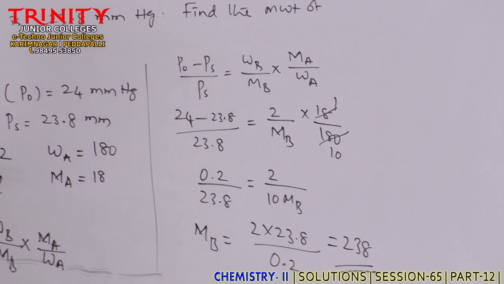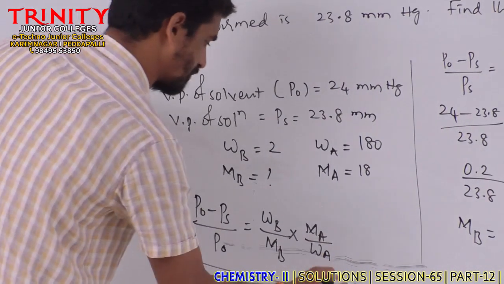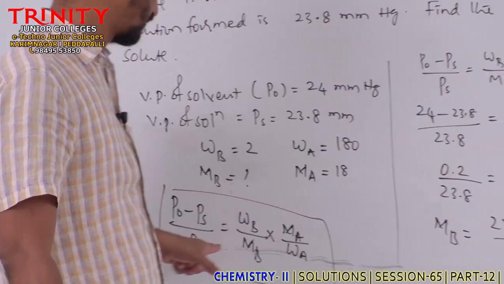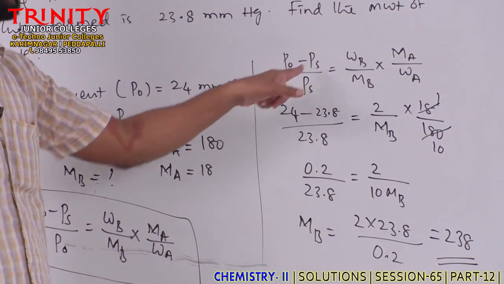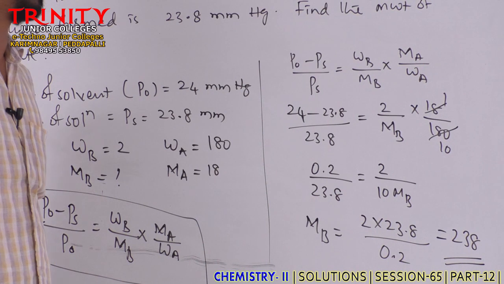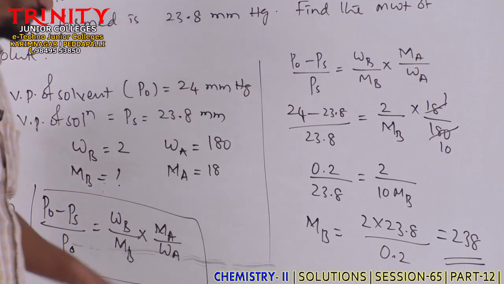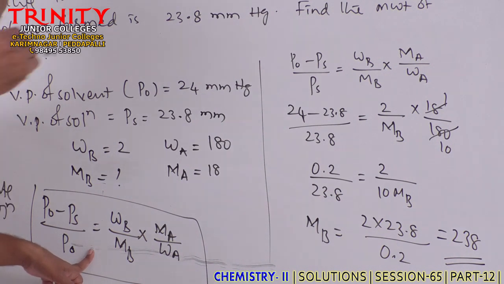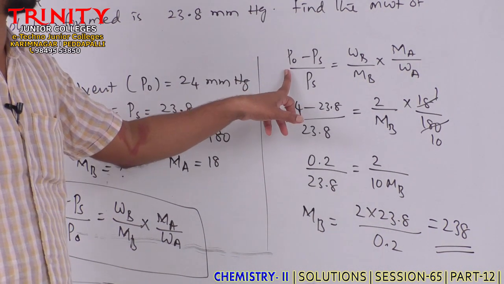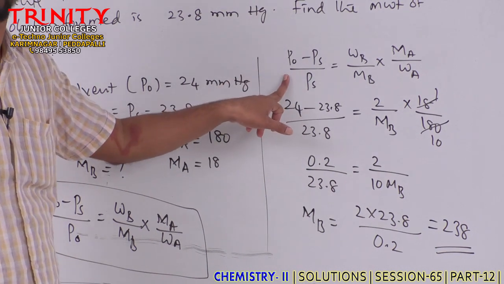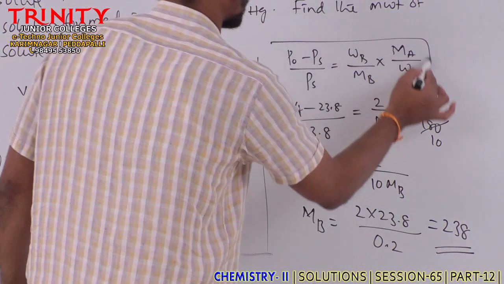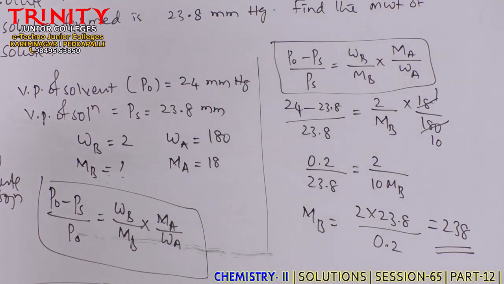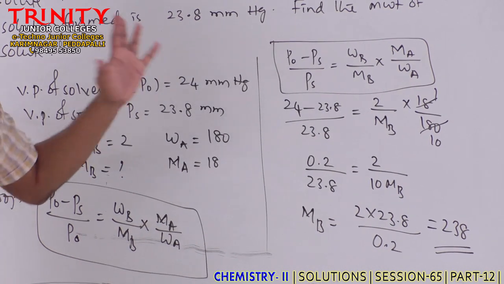Is it clear? So generally we write this formula for a dilute solution. For any kind of solution, whether it is dilute or not, the same formula can be written like this: P naught minus Ps by Ps equals Wb by Mb into Ma by Wa. Raoult's law is valid for dilute solutions. If the solution is concentrated, you can use this one also. This is applicable for both dilute as well as concentrated. Clear? So this is regarding RLVP, relative lowering of vapor pressure.